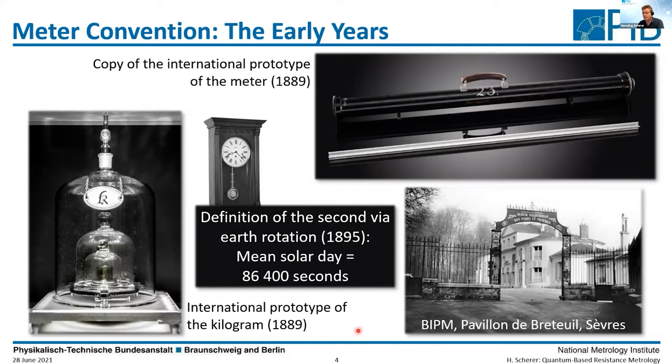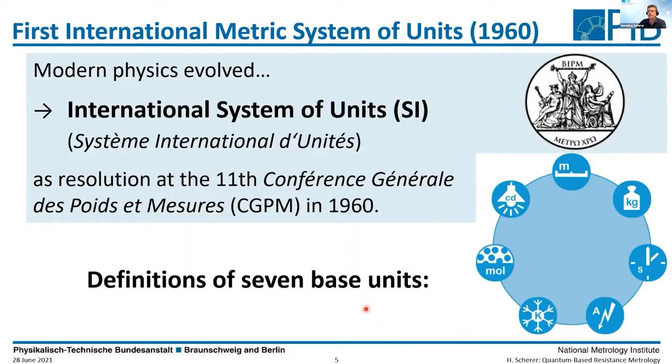And in those old times, also the second was rather primitively defined via the mean solar day, just by defining that the mean solar day is 86,400 seconds. And here you see a historical picture of the Pavillon de Breteuil of the BIPM in Sèvres. The International Metric System of Units, or the SI abbreviated, was founded in 1960. This came because modern physics evolved.